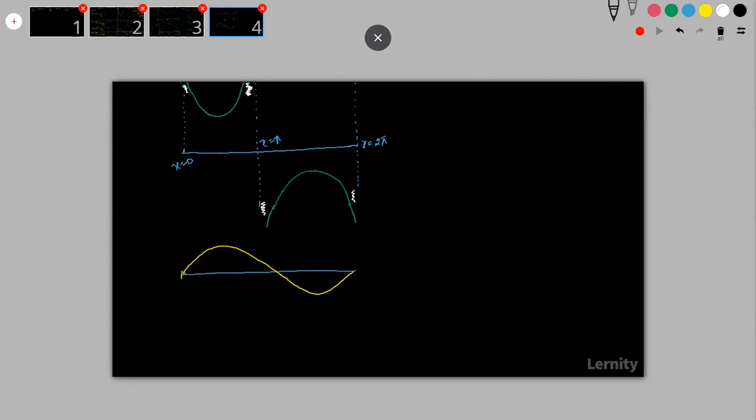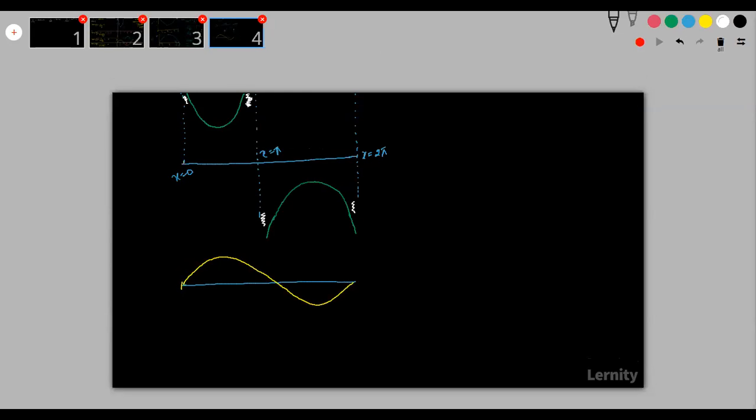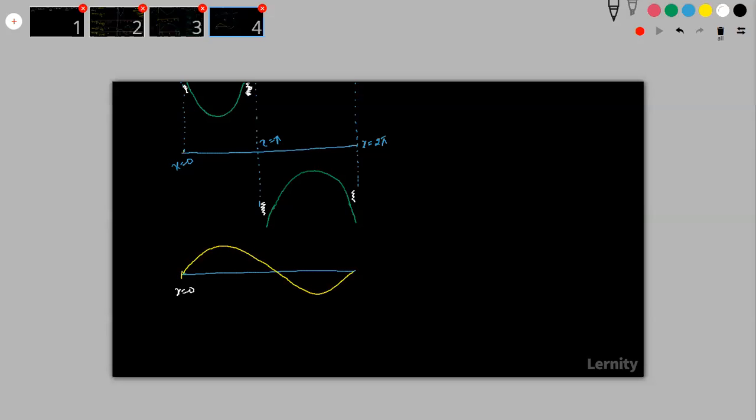Okay, everybody understood this? I will show this curve in Desmos also, just wait. Okay, so everybody understood this. So this is x is equal to 0. This is x is equal to pi. And this is x is equal to 2 pi, right?